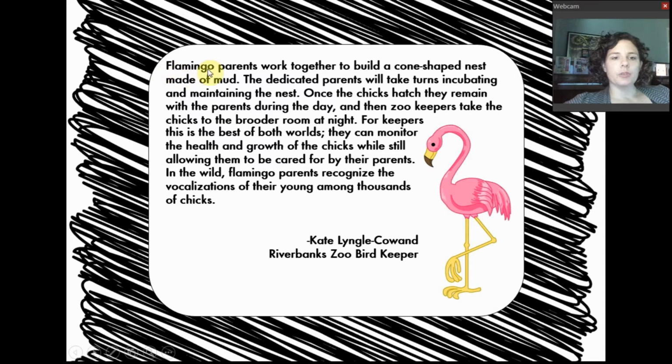Okay, so flamingo parents work together to build a cone-shaped nest made of mud. The dedicated parents will take turns incubating and maintaining the nest. Once the chicks hatch, they remain with the parents during the day, and then zookeepers take the chicks to the brooder room at night. For keepers, this is the best of both worlds. They can monitor the health and growth of the chicks while still allowing them to be cared for by their parents. In the wild, flamingo parents recognize the vocalization of their young among thousands of chicks.